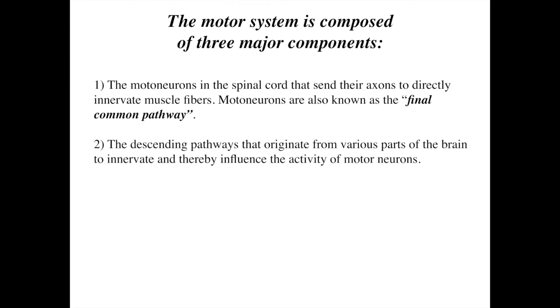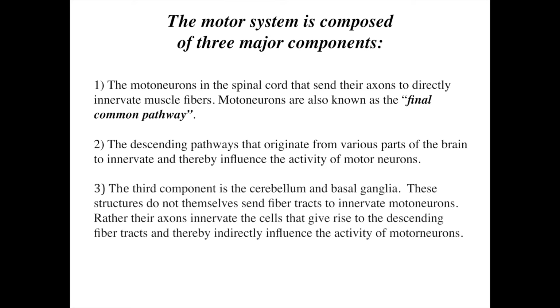The second are the descending pathways that originate from the various parts of the brain and send their axons down the brain as fiber tracts to innervate and thereby influence the activity of the motor neurons. And finally, the third component is the cerebellum and basal ganglia. These structures do not themselves send fiber tracts to innervate the motor neurons. Rather, their axons innervate the cells that give rise to the descending fiber tracts and thereby affect the activity of the descending fiber tracts and indirectly influence the activity of motor neurons.